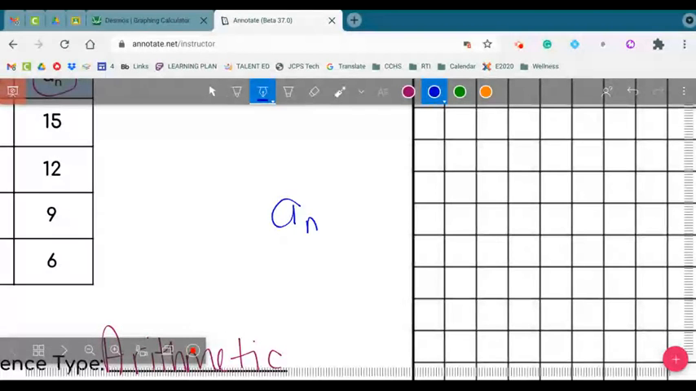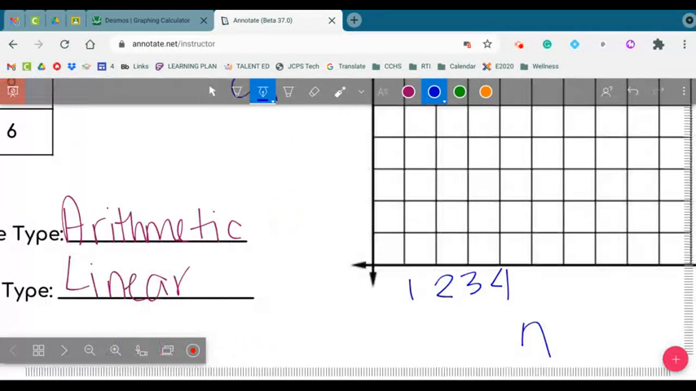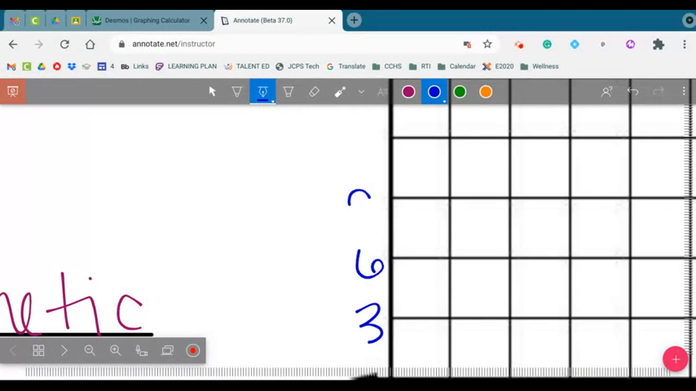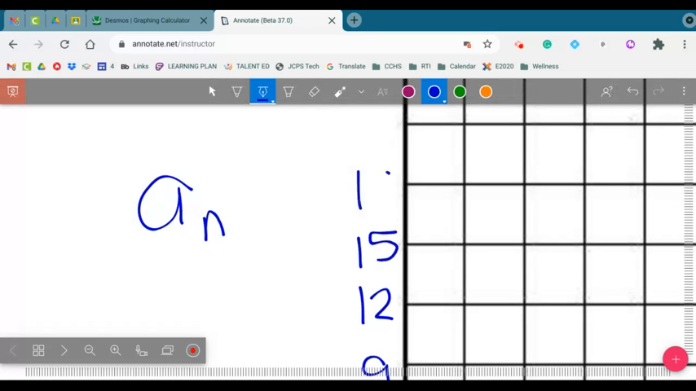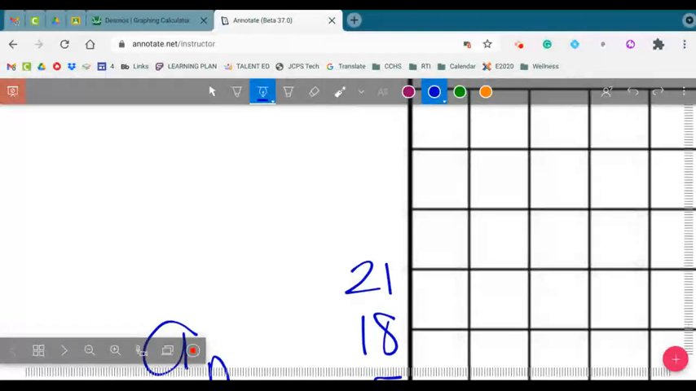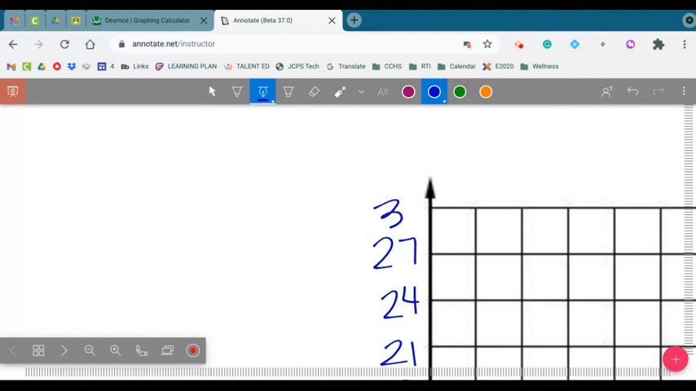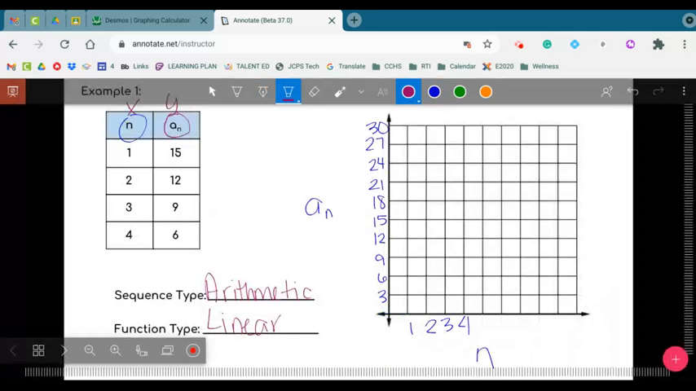We have to think, okay, what is a number I can go up by? You cannot just put 6, 9, 12, 15 onto your graph because you have to go up by the same number. Well, they went up by 3, so we're going to start with 3 and go up. So 3, 6, 9, 12, 15, 18, 21, 24, 27, 30. And then we're going to plot our points.